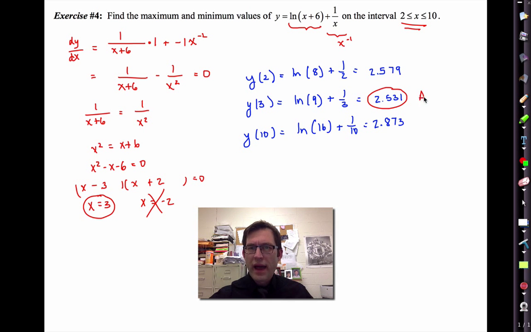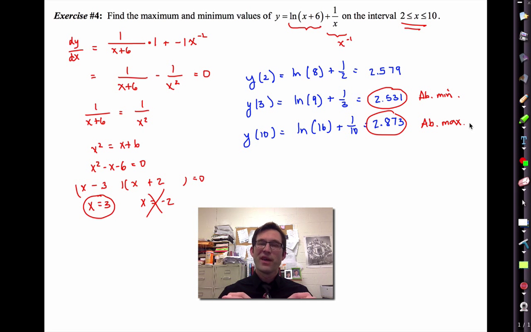Here is my absolute min, and here is my absolute max. You know, there aren't a lot of things in calculus that are algorithmic, meaning that you just do step 1, step 2, step 3. But absolute max min problems, they are.